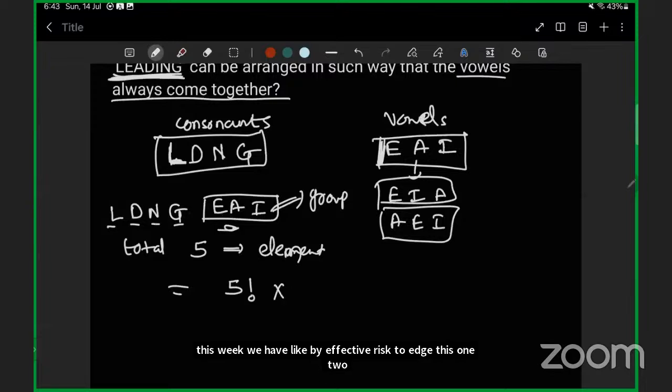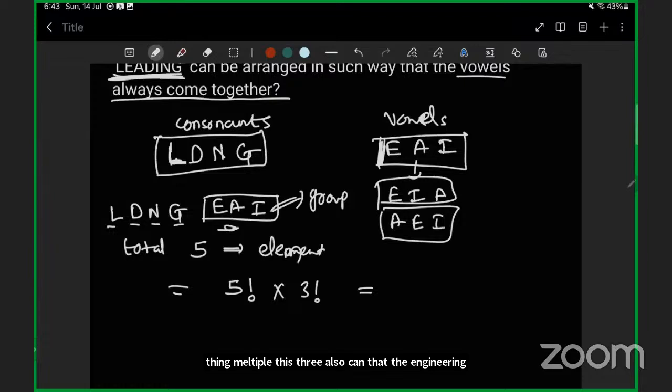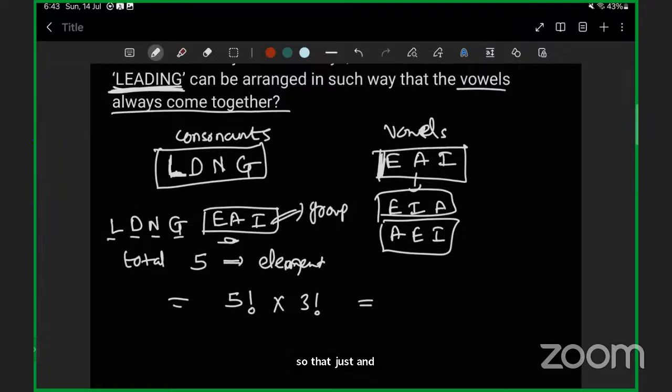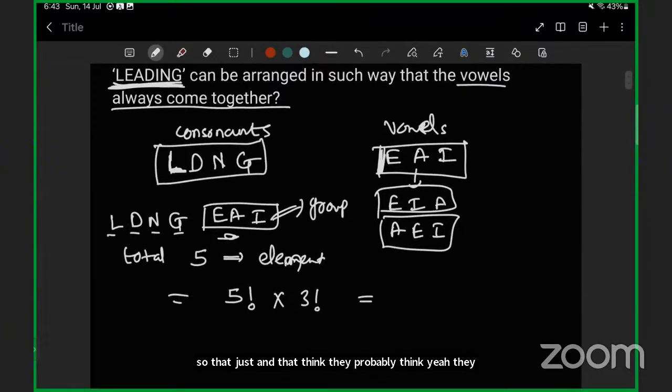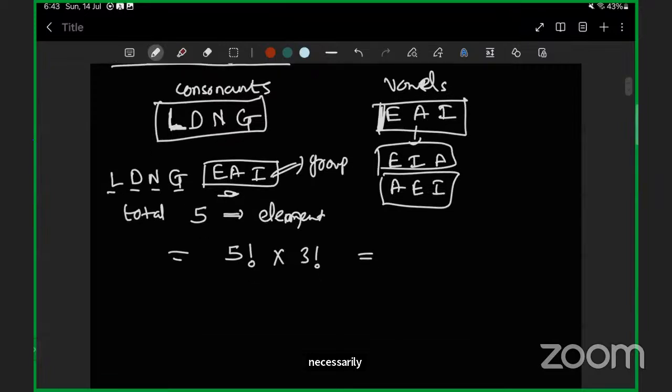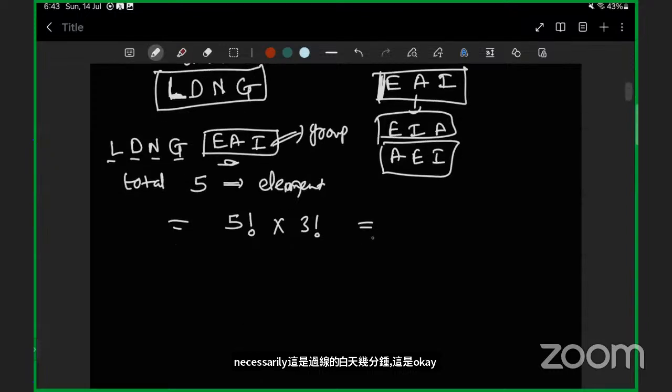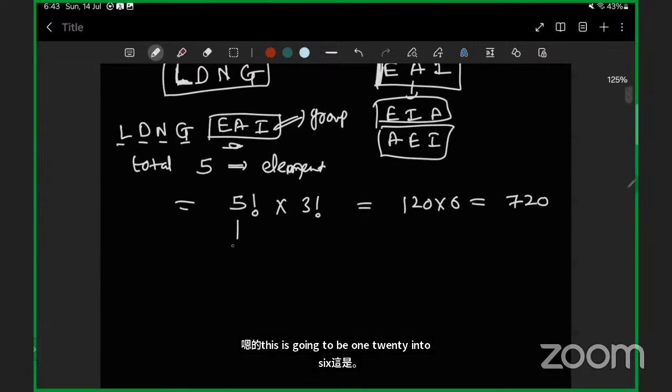This 3 can also arrange among itself, so that is 3 factorial ways they can arrange themselves. And there is nothing repeating here, so I don't need to do any division. It's a question of arrangement. So just to be clear, nothing is repeating; otherwise, I would have had to divide it. This is going to be 120 into 6. Okay, so that is 720.